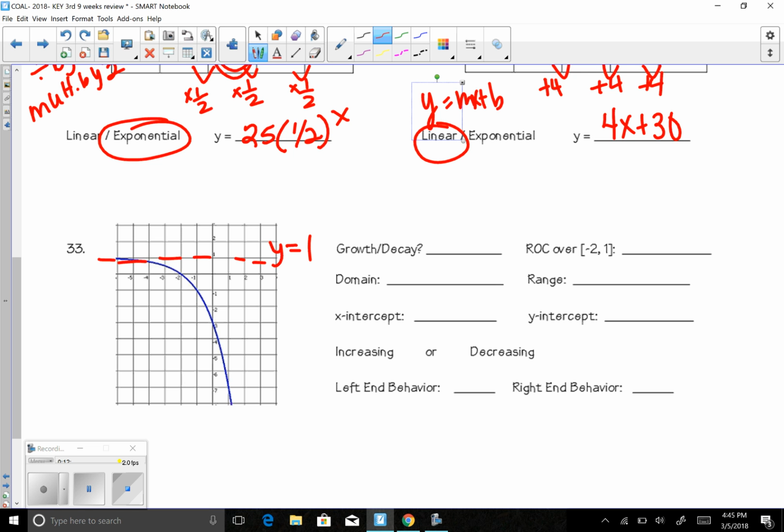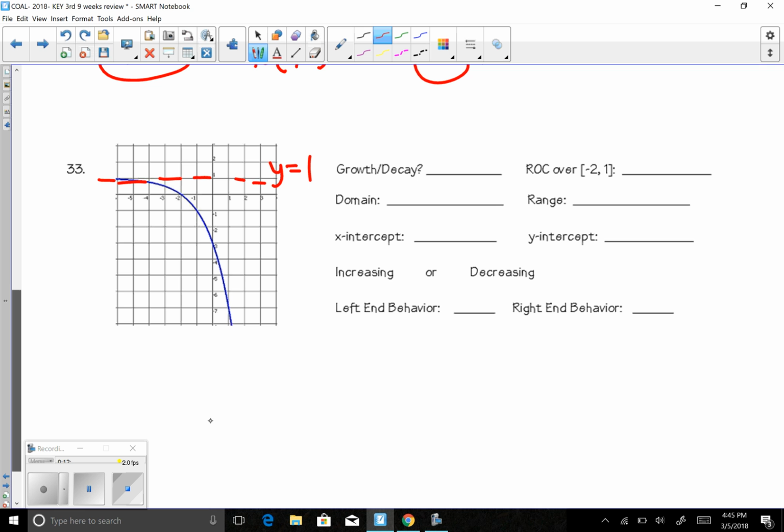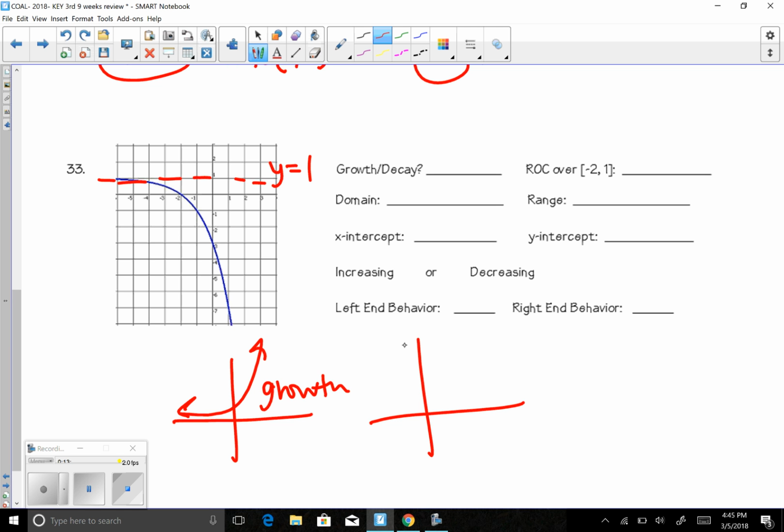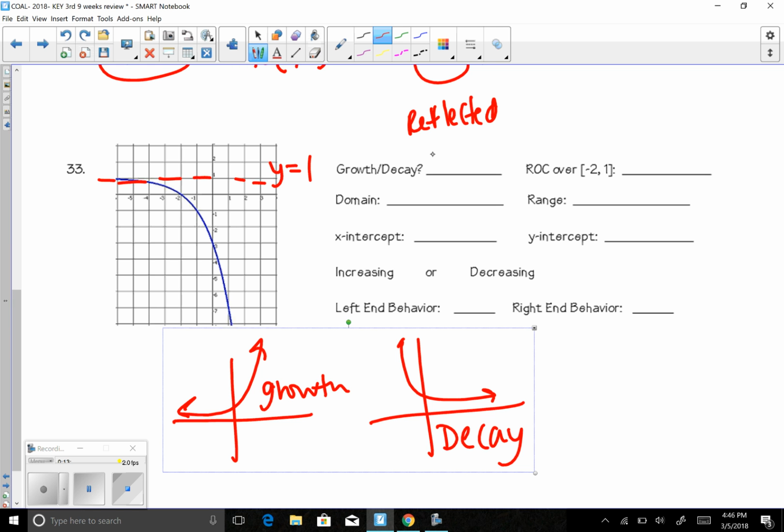Okay, so is this growth or is it decay? Well, it really doesn't look like much of anything, does it? We know that growth is here, and we know decay is this way. Okay, so this one, if we look at 33, it kind of looks like maybe this is reflected growth.